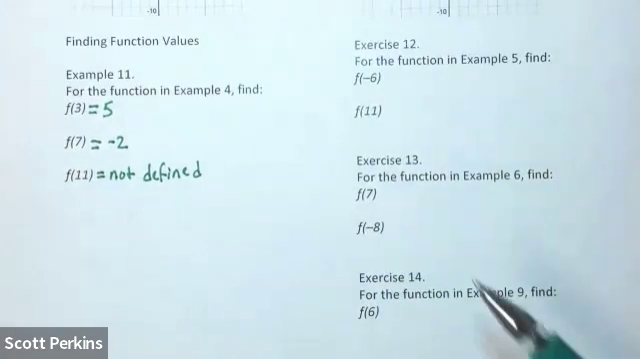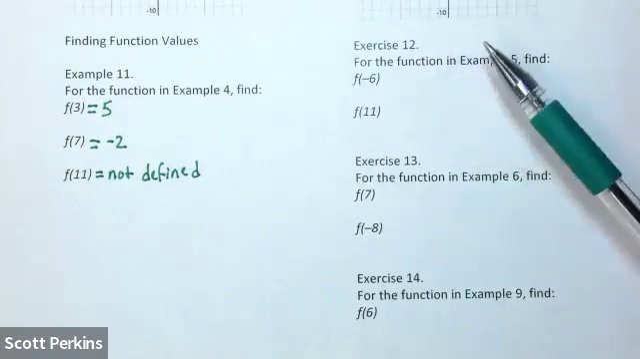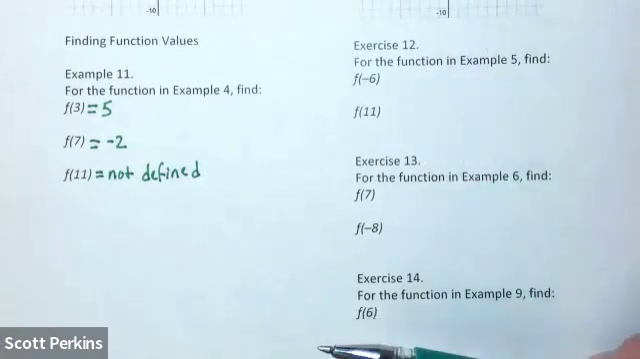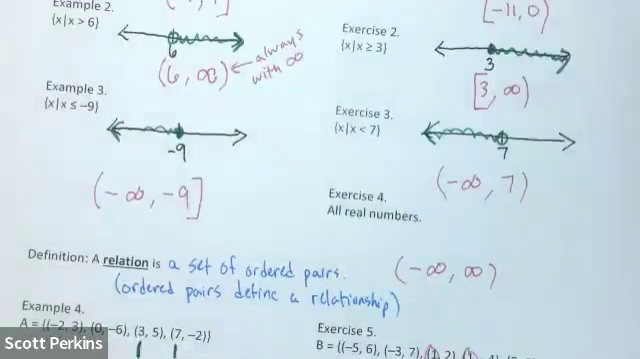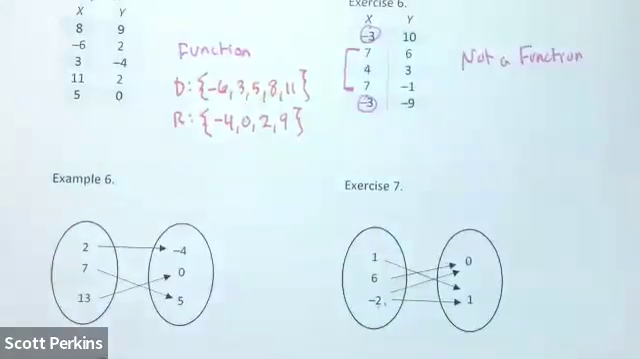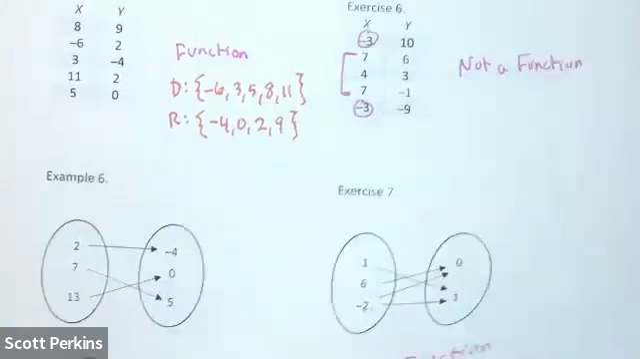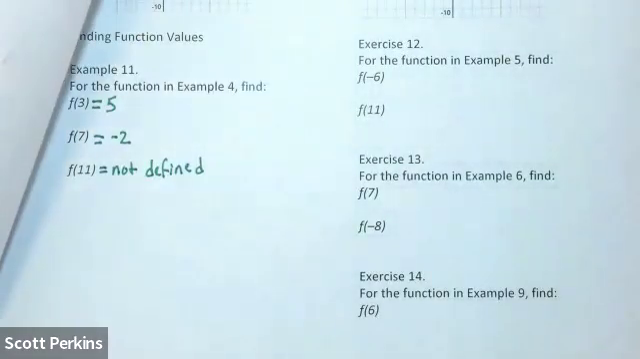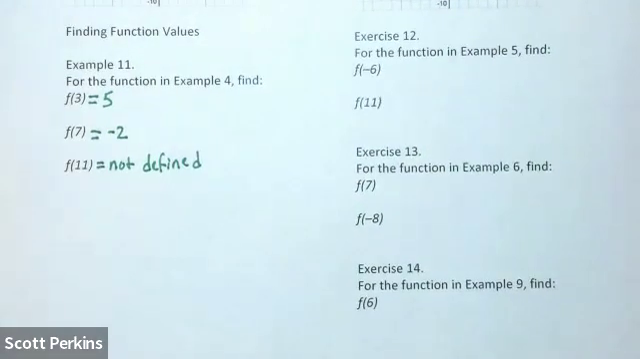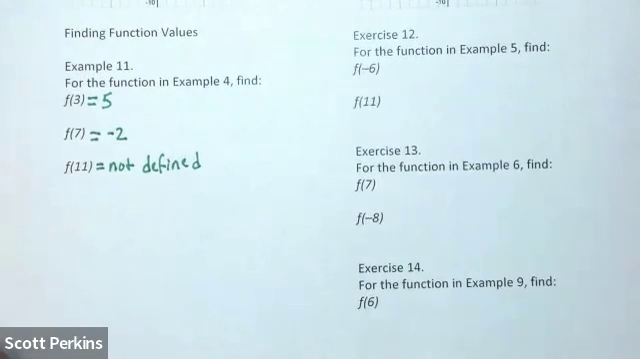I do the same thing. The one just to the right, exercise 12, says go to example 5. I think it's on that front page again. No, it's on page 2. Example 5, it's the first table. Go to example 5 and find the function value at -6 and the function value at 11.